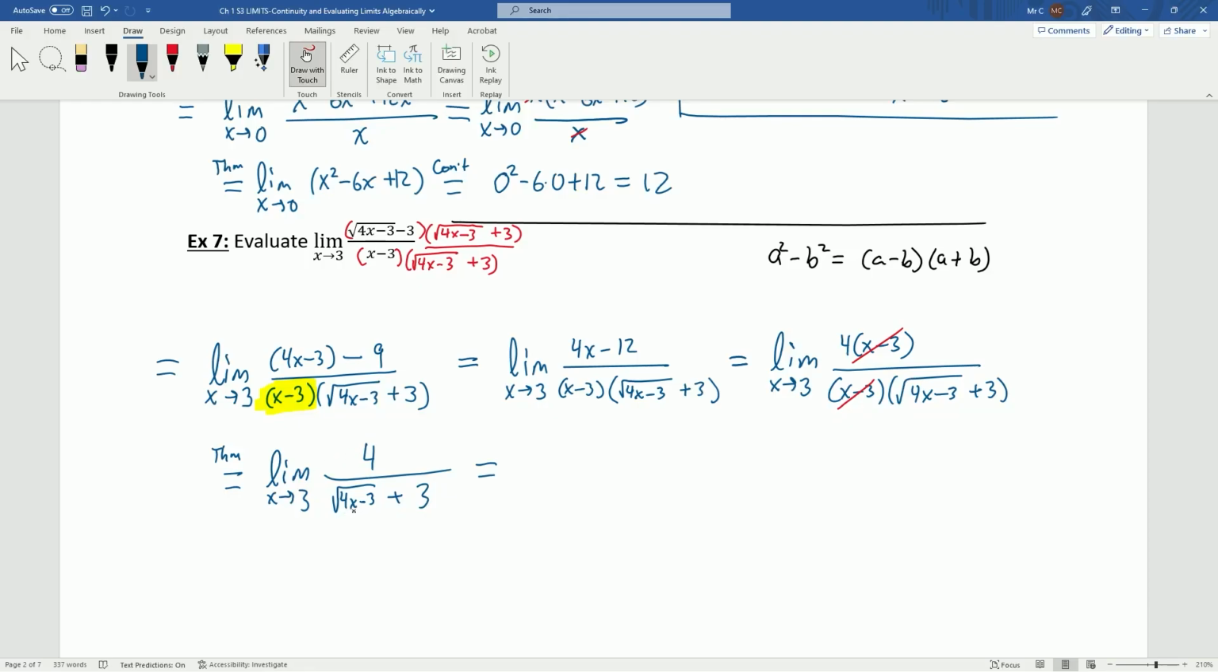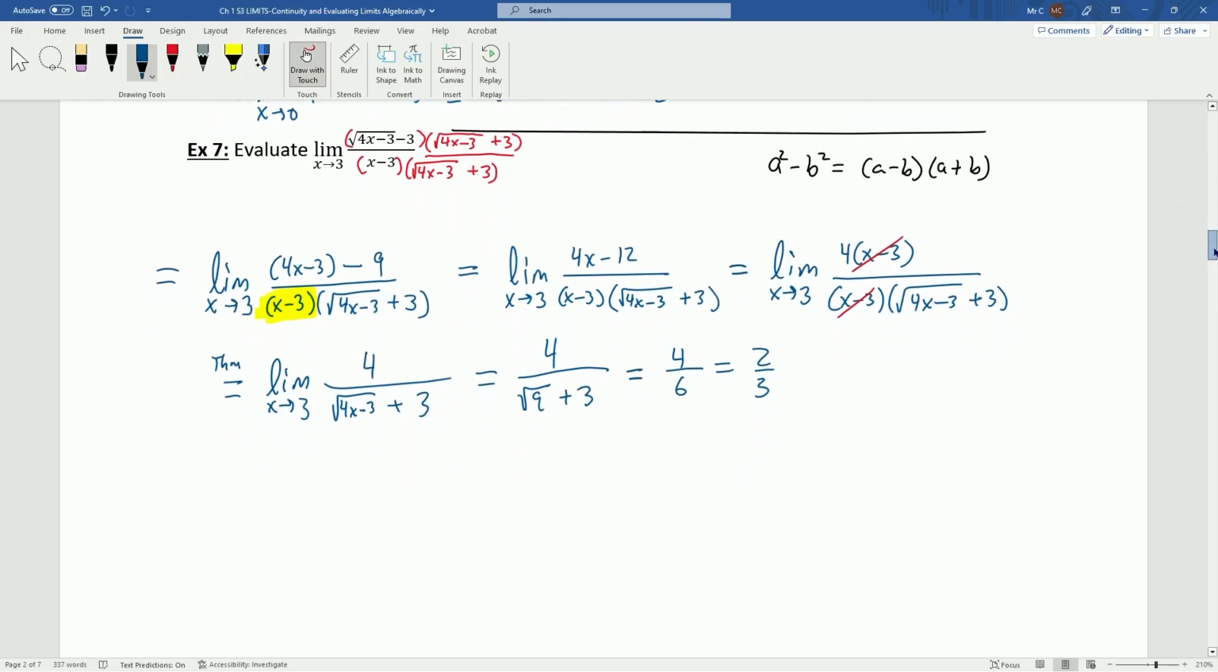Now when I plug in 3, I get the square root of 12 minus 9, which is 9, that's fine. And I don't get 0 in the denominator. So this is 4 divided by the square root of 9 plus 3. Square root of 9 is 3, so that's 4 over 6, which is 2/3. Okay, there we go, one more down. Let's go ahead and move on.